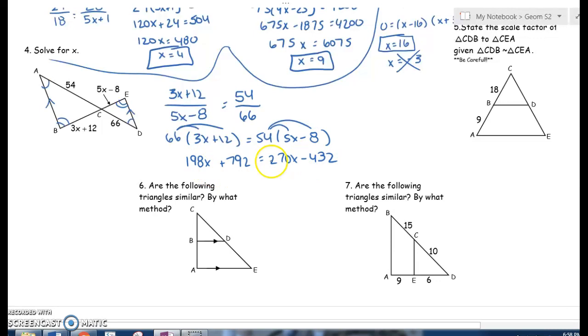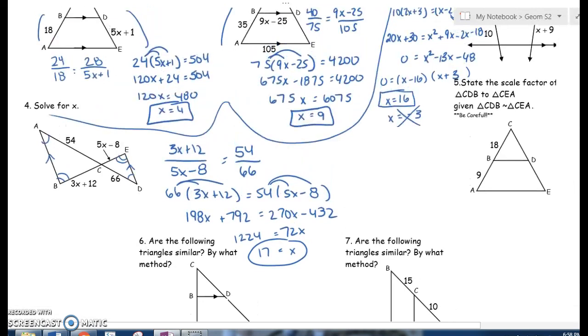Minus the 198x from 270x, you'll get 72x. Add the 432 to the other side, you get 1,224. Divide by 72, you will get a nice number. You get 17. All right, so lots of cross multiplying and solving in these.